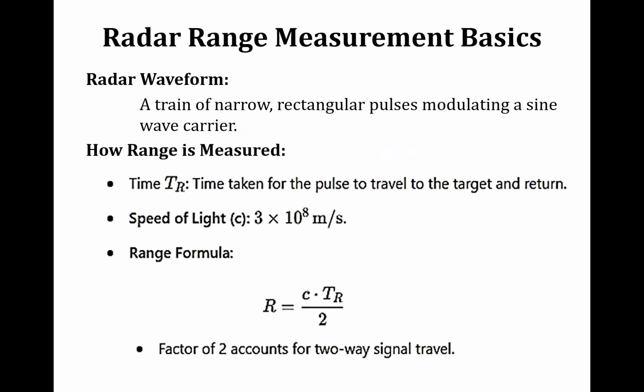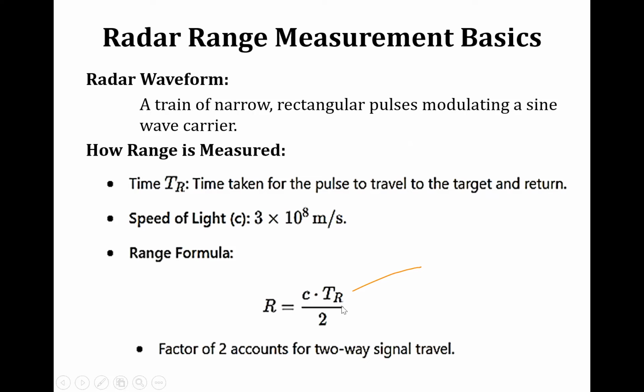So, calculating the radar range measurement. Here the time period we are considering as TR, which is the time taken for the pulse to travel to the target as well as return to the antenna system. So both transmitting and receiving the signals are considered. The speed of light is also considered, that is 3 into 10 power 8 meters per second. So the radar range is given as R equal to C into TR by 2.